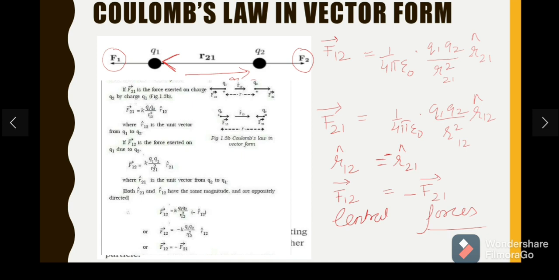The third shortcoming or limitation of Coulomb's law is that the separation between the charges has to be greater than the atomic or nuclear size. It has to be greater than nuclear size, because for very small distances, like the size of a nucleus, the strong nuclear forces dominate over electrostatic forces. So this law will not hold true in those cases.